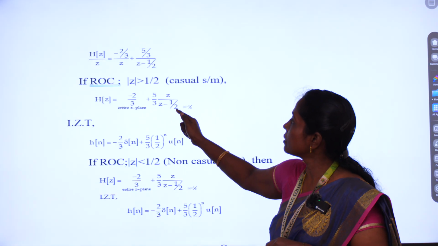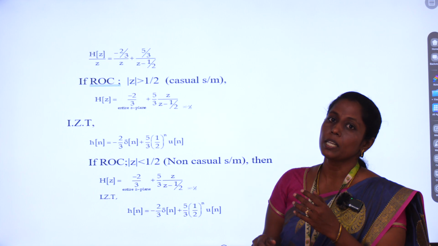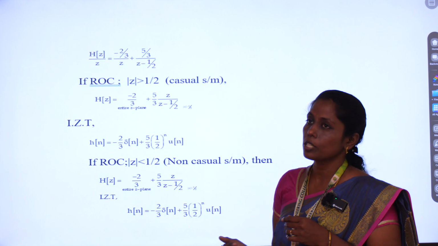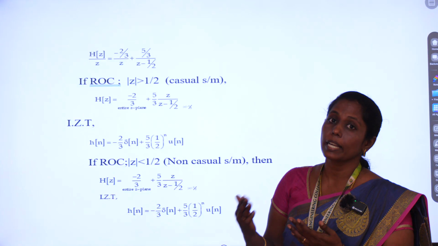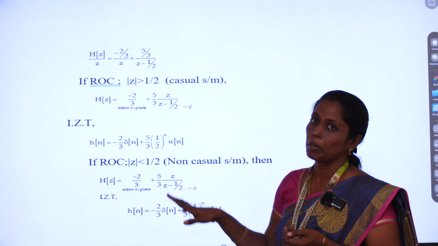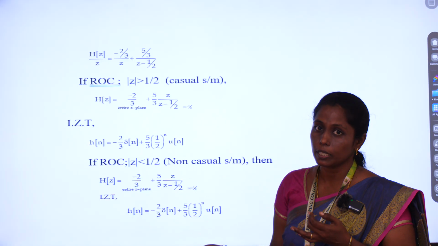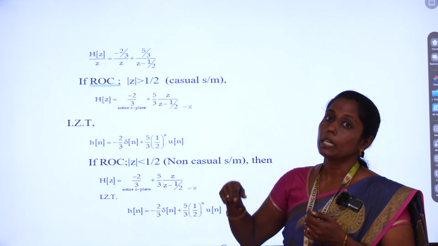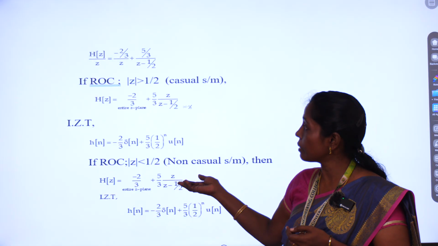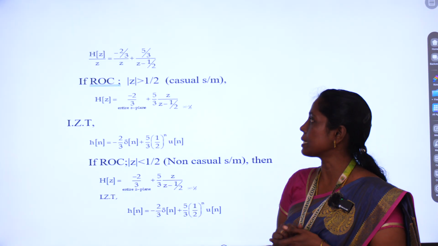To find the ROC, what are the possible regions of convergence for this term? The possible region of convergence is modulus Z greater than 1 by 2. Another possibility is modulus Z less than 1 by 2. So with these two regions of convergence, one with Z less than 1 by 2 and another with Z greater than 1 by 2, let us apply the inverse Z transform.